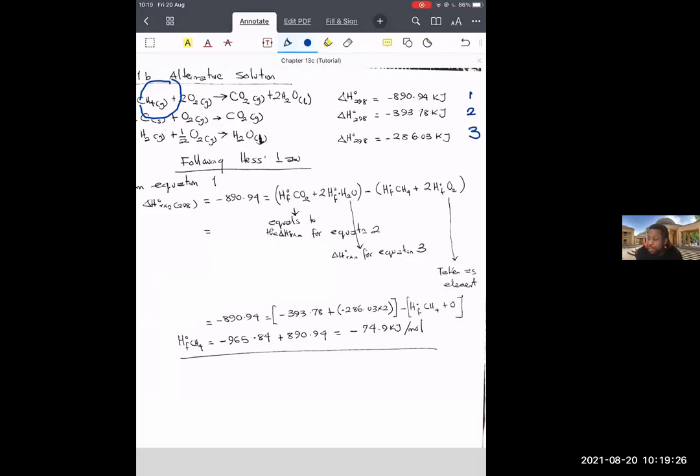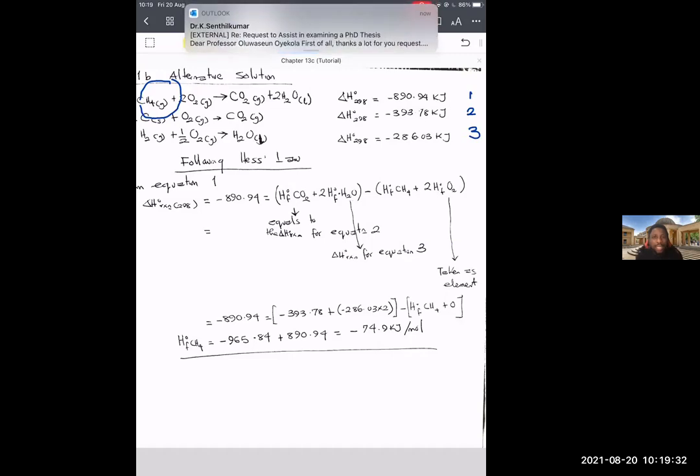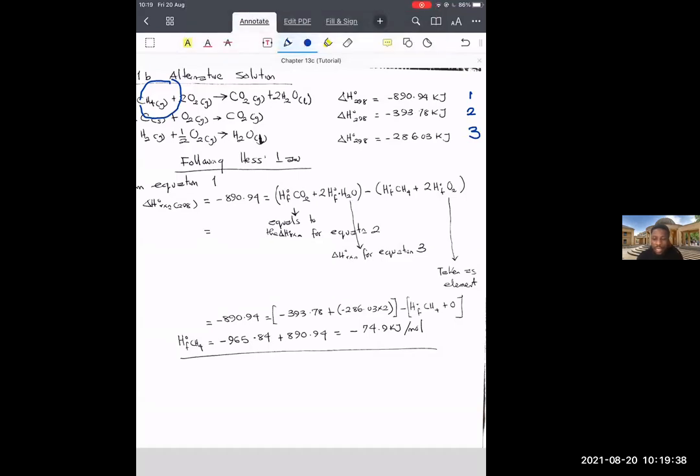Why? Because the methane, you can see, is not on the product side. It's not the main product. For this reason, we cannot use equation 1. It's essential for us to use all the equations. That is why they've been put there, and it will make sense why.